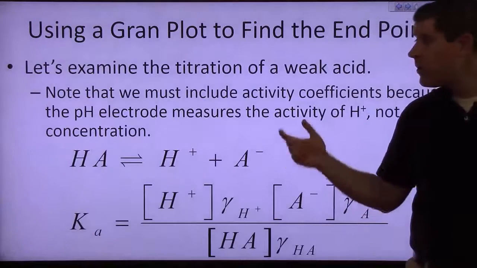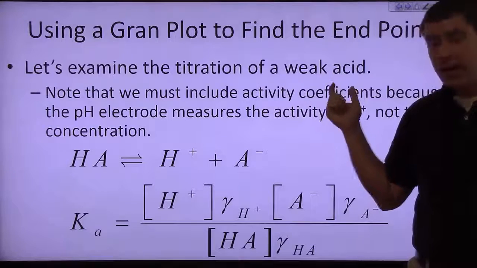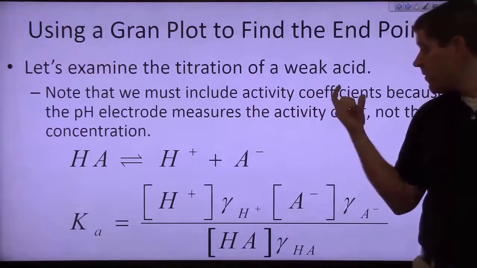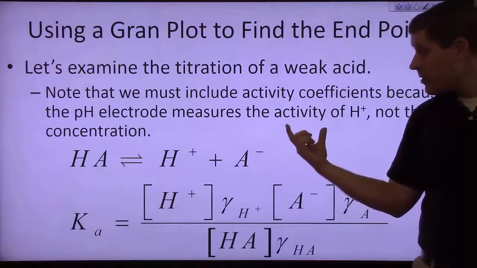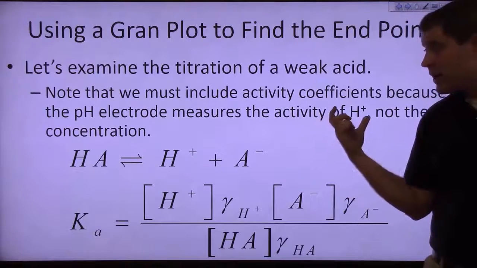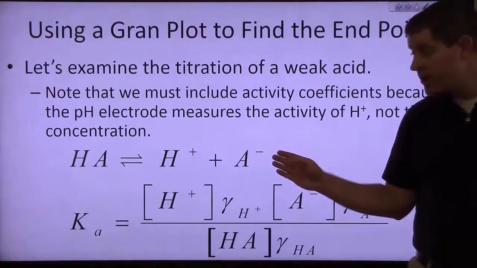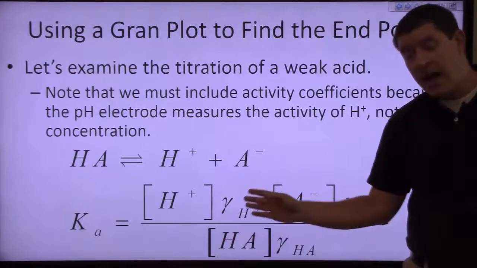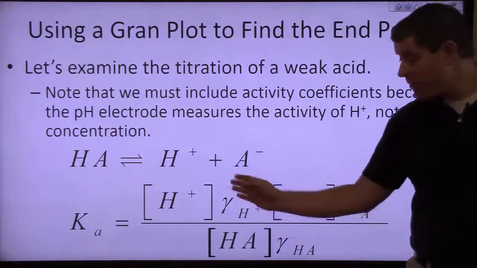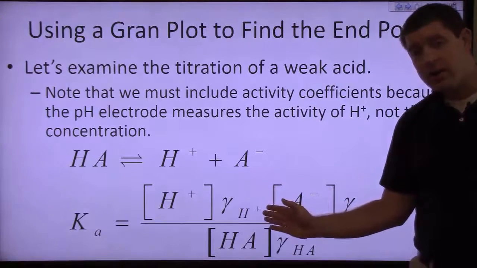So let's look at an example involving the titration of a weak acid. Note that we must include the activity coefficients because the pH electrode measures the activity of the hydrogen ion, not the hydrogen ion concentration. So in this case, we have our acid dissociation reaction, we have our Ka expression, and that then has to account for the activities. So we have our concentrations, and we have our activity coefficients here.